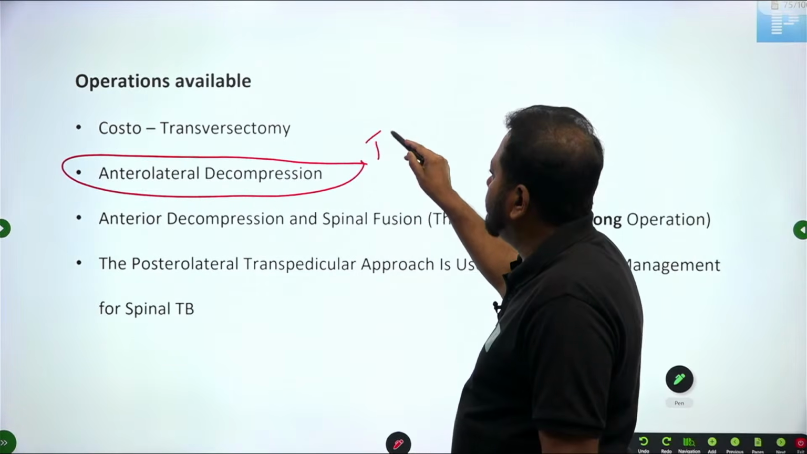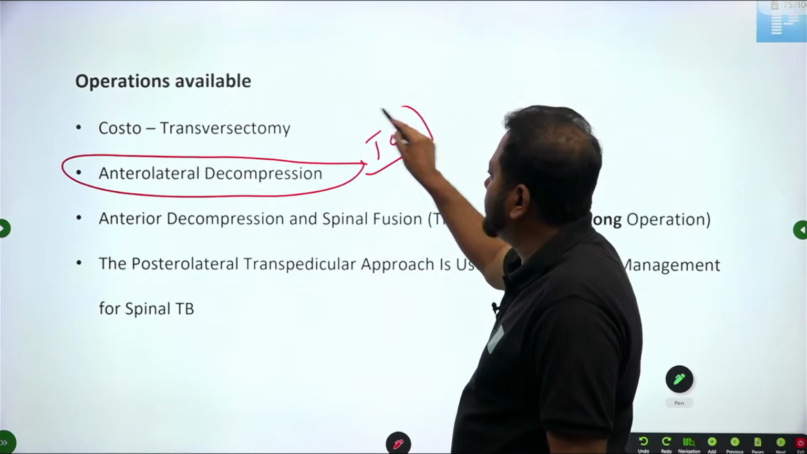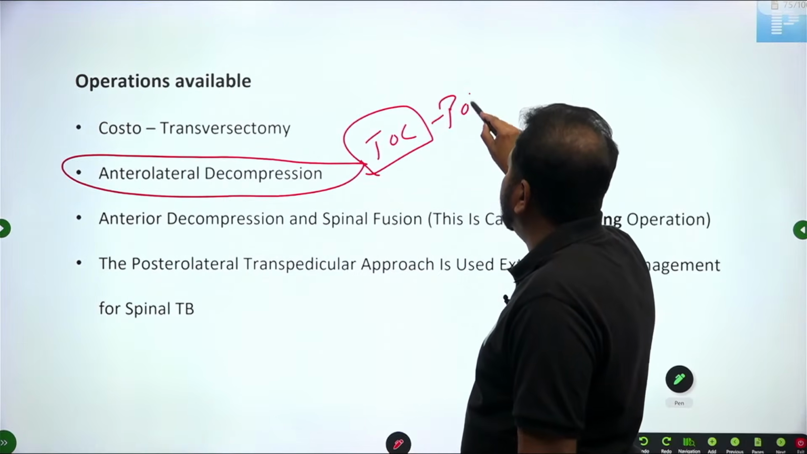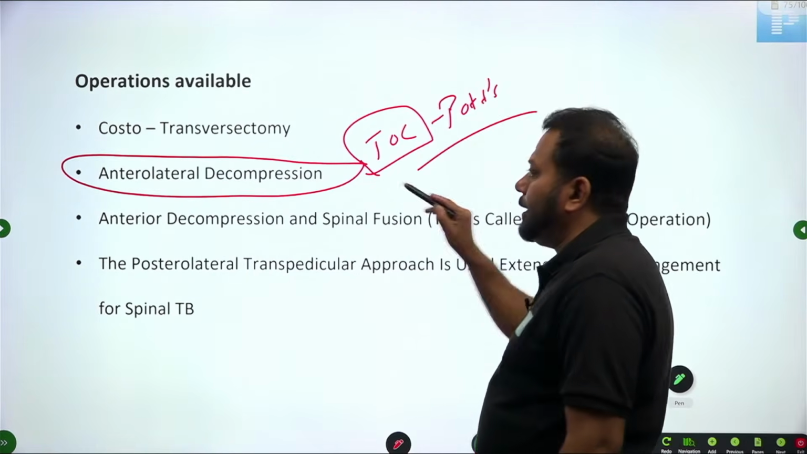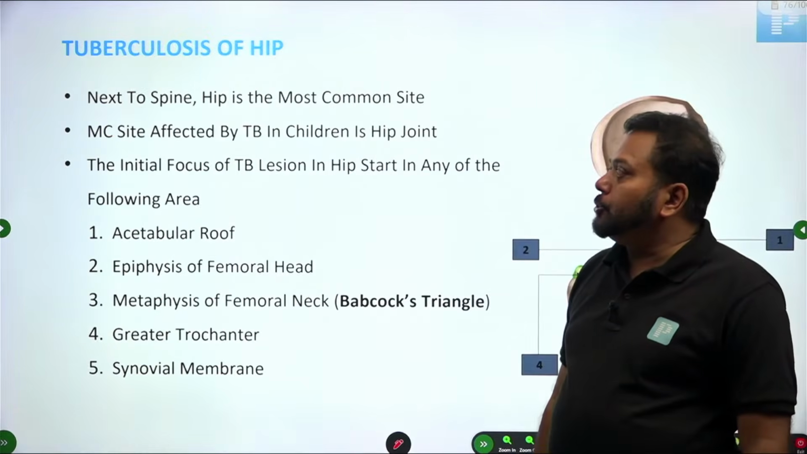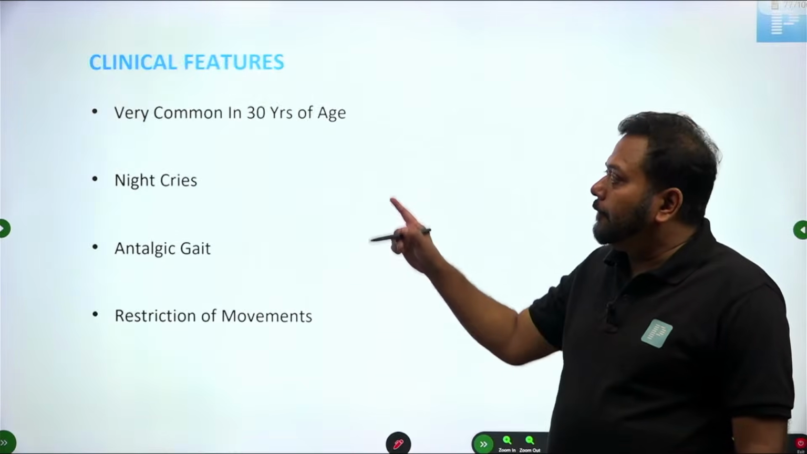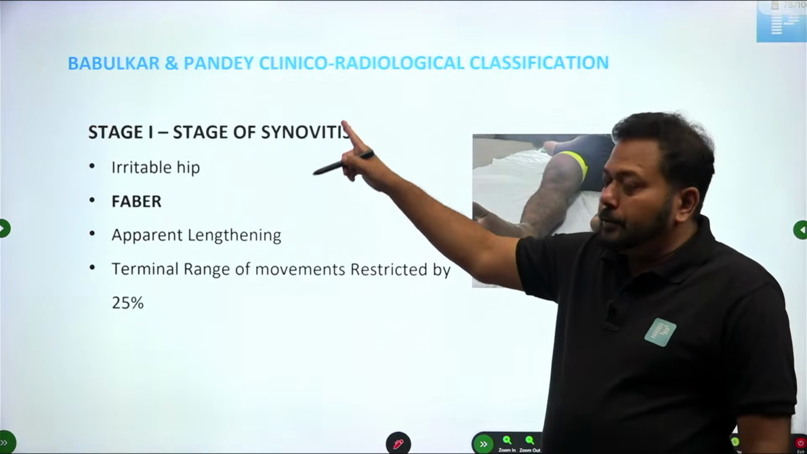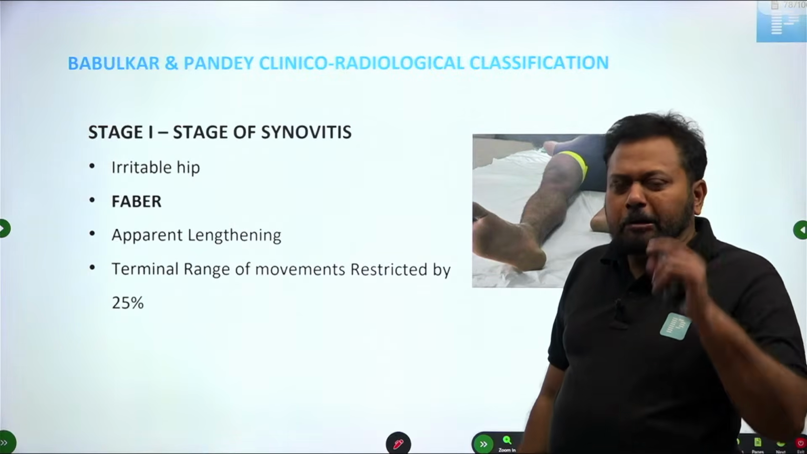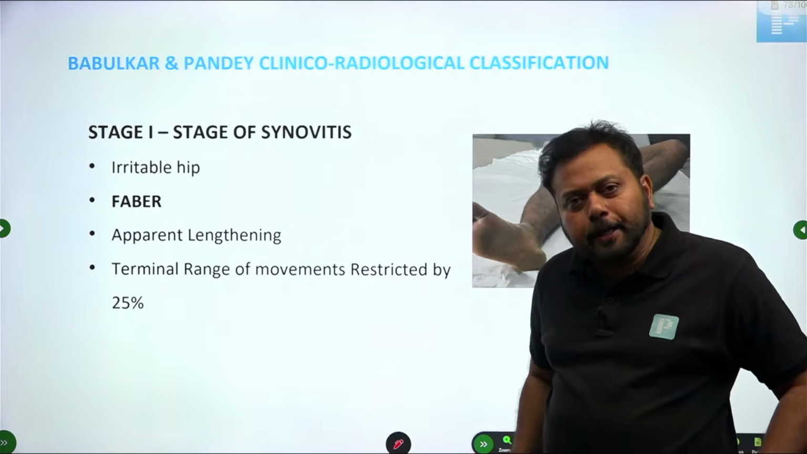This is the treatment of choice. The best surgical procedure for Pott's spine is anterolateral decompression. Now coming to tuberculosis of the hip, one should not forget this stage. Repeat, like your dislocation of the hip.